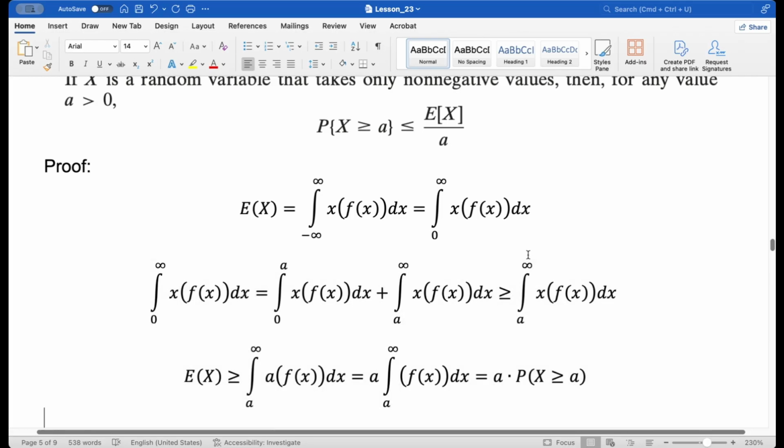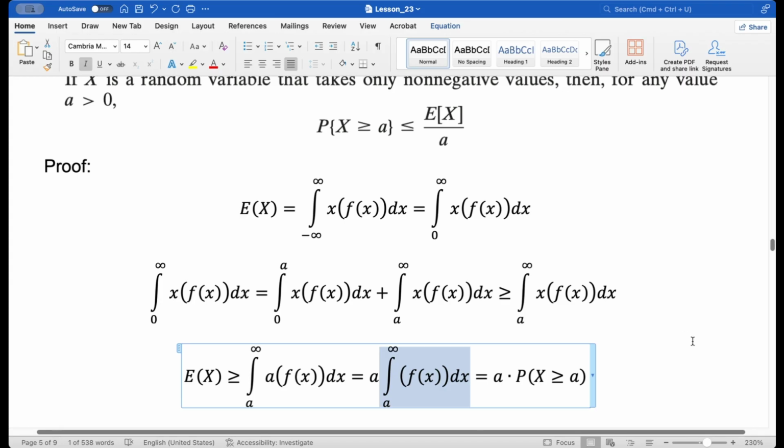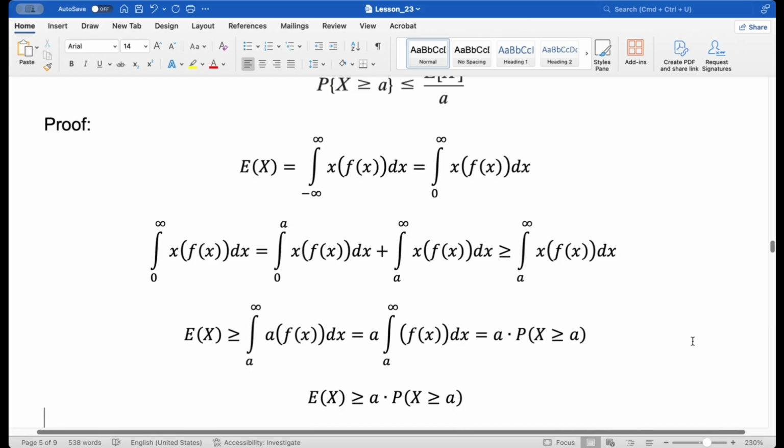Now, these limits are on x here, so we can replace x with a here, and that would be the lowest value. So E of x is going to be greater than or equal to the integral from a to infinity of the constant a times f of x dx. We can factor out the constant a. We're left with the improper integral from a to infinity of f of x dx, which is the definition of the probability of being greater than or equal to the starting point a. So after all that, we have the expected value of x is greater than or equal to a times the probability x is greater than or equal to a.